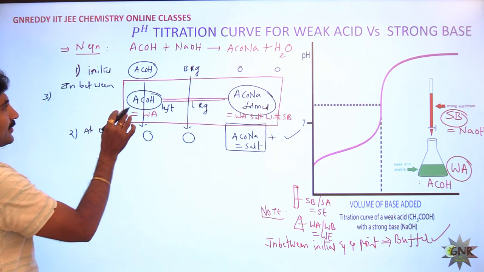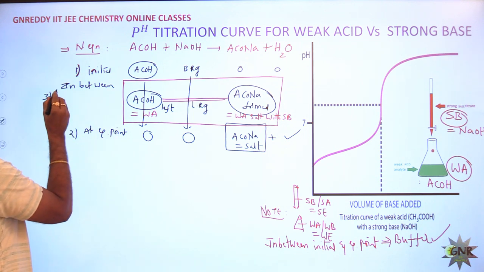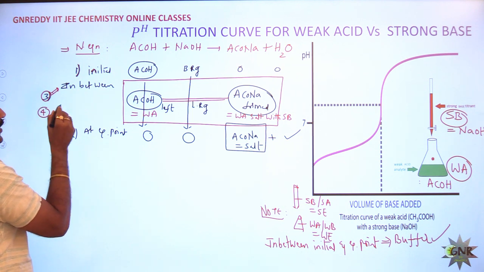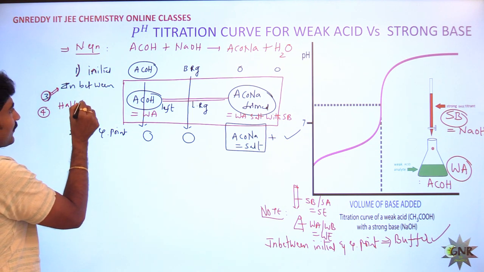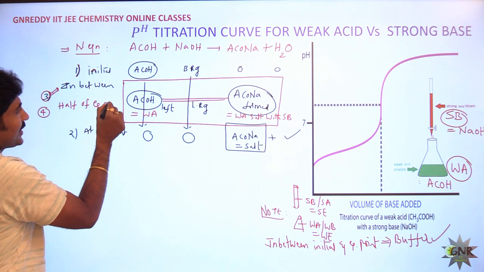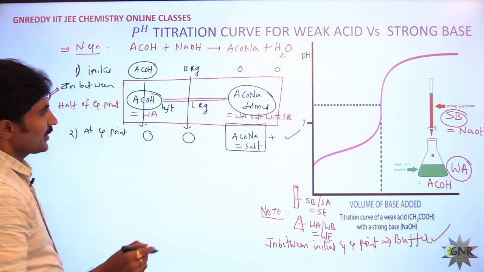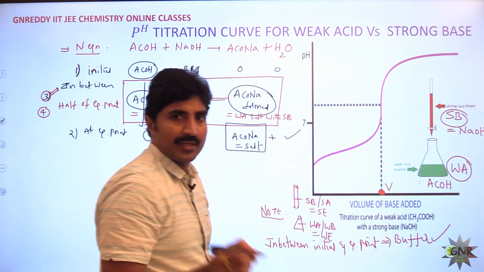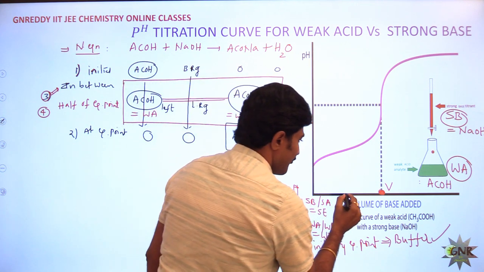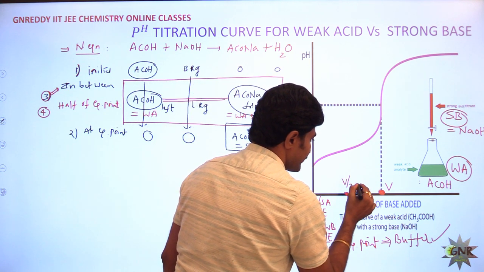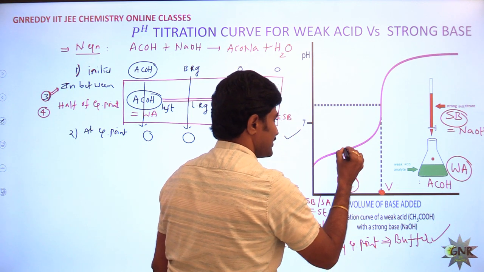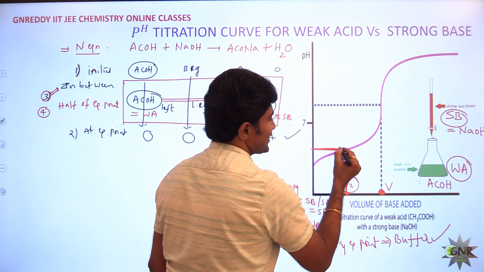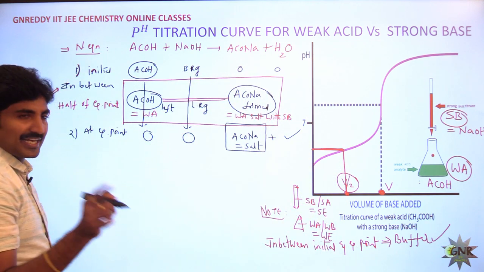And next, here one more important point is there. The third one is in between, and the fourth one is half of the equivalence point. Half of the equivalence point has one more importance. Here let V be the volume consumed at the equivalence point. The point where V by 2 volume is consumed is the half equivalence point. This is the half equivalence point pH. It has some importance in this titration. What is that importance? I'll explain.